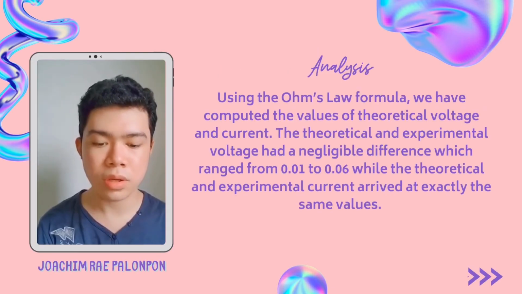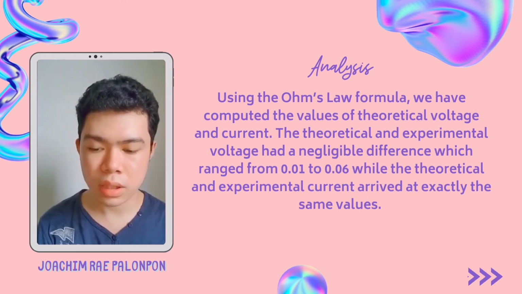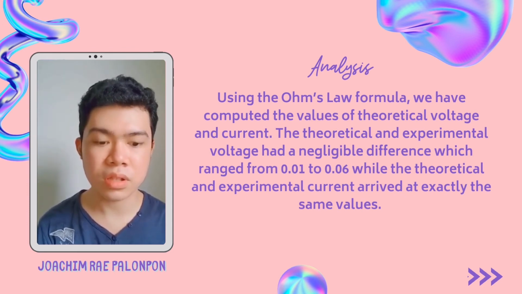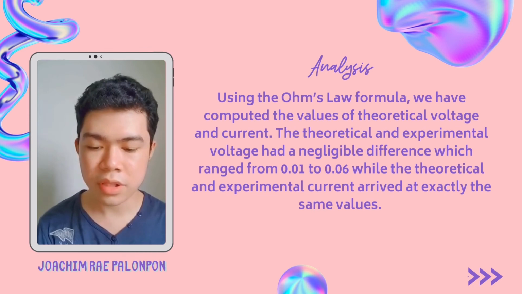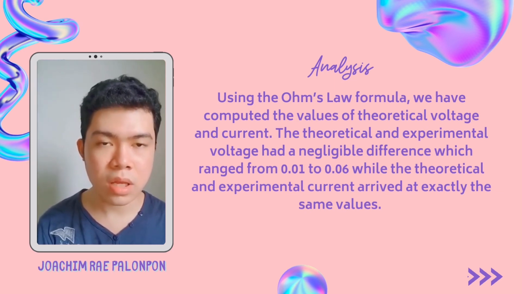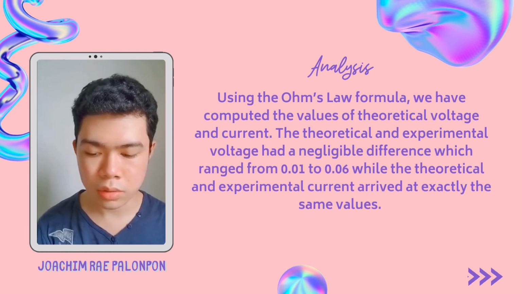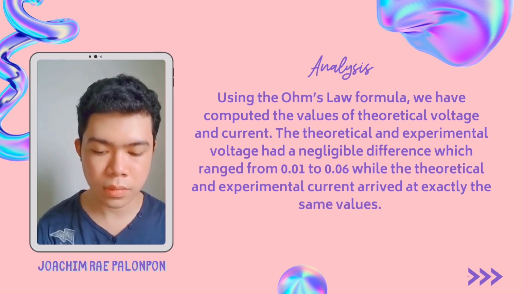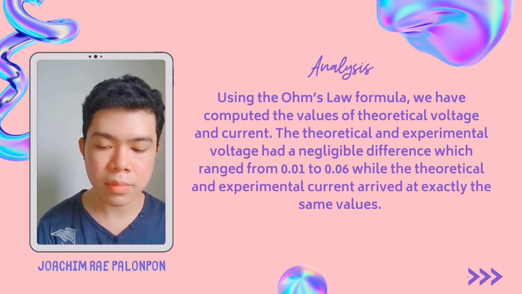Using the Ohm's law formula, we have computed the values of theoretical voltage and current. The theoretical and experimental voltage had negligible differences, which range from 0.01 to 0.06, while the theoretical and experimental current arrived at exactly the same values.